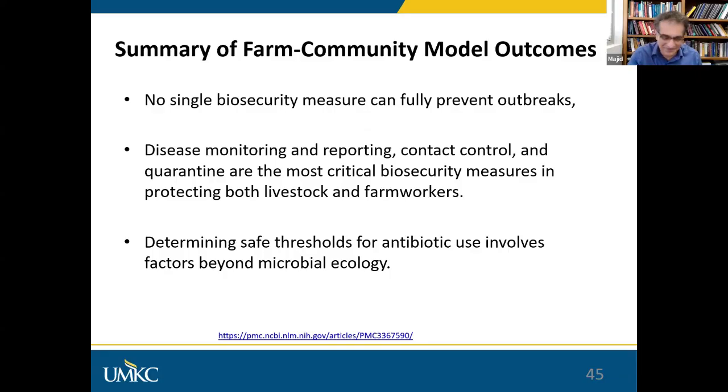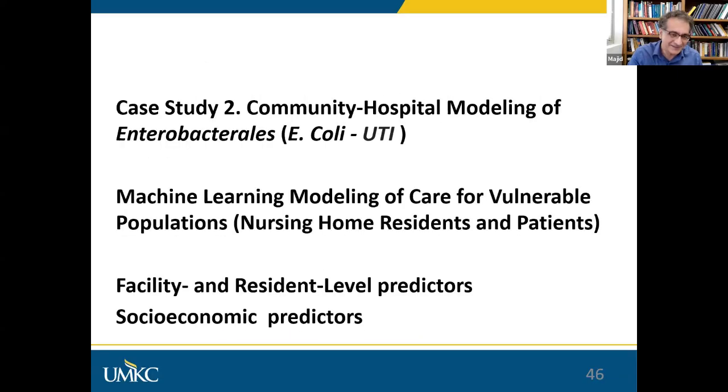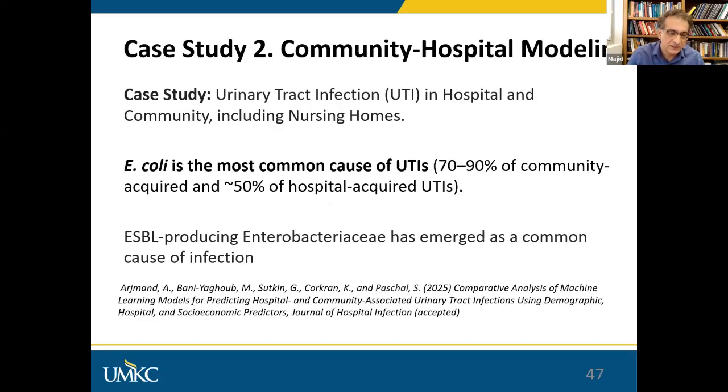I know that I have to speed up because I have about 15 minutes. So case study 2 is basically talking about the UTI, because the primary cause of UTI is E. coli. And we used machine learning for this study to understand how care for the vulnerable population can play a role in nursing homes, and also whether socioeconomic factors have anything to do with the UTI in nursing homes and hospitals.